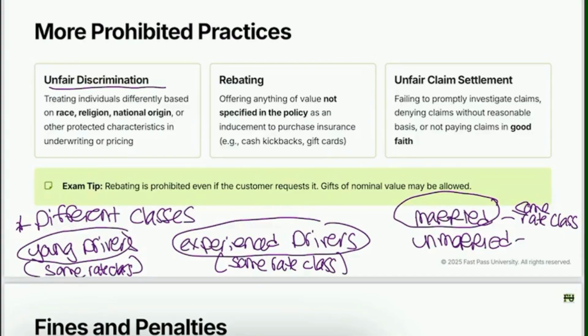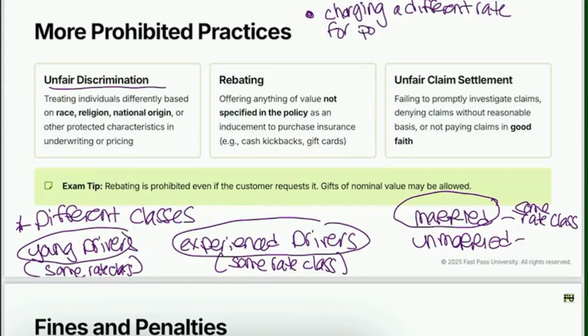Now, we can definitely never discriminate for race, religion, national origin ever, but they can trick you up here in the questions. So that's what I want to say. They can say all of the following are prohibited practices except, and you're reading through and they all look like prohibited practices. But it may say something like charging a different rate for policy holders in separate rate classes.